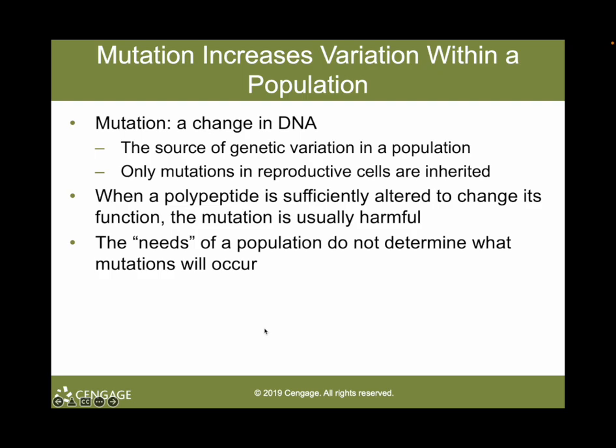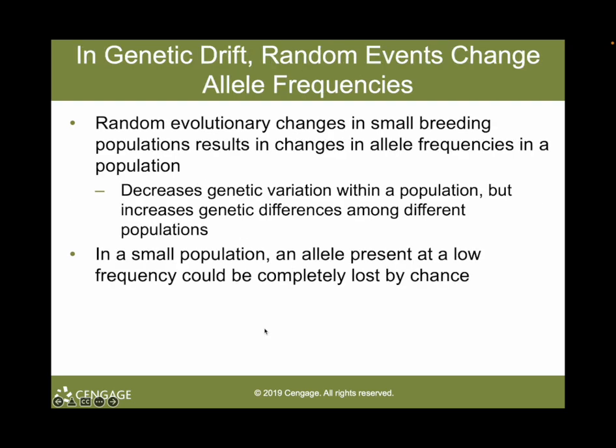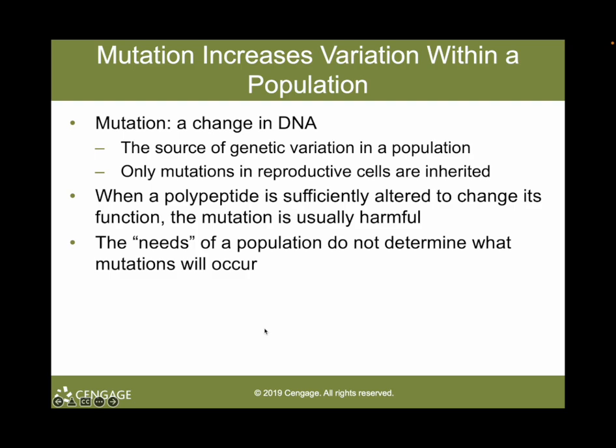These mutations may or may not overtly affect the offspring because at least some of the DNA in the cell appears to be non-functional. Even if the mutation is in the DNA that codes for a polypeptide, it may still have little effect on the structure or function of that protein. However, when the polypeptide is sufficiently altered to change its function, the mutation is usually harmful.